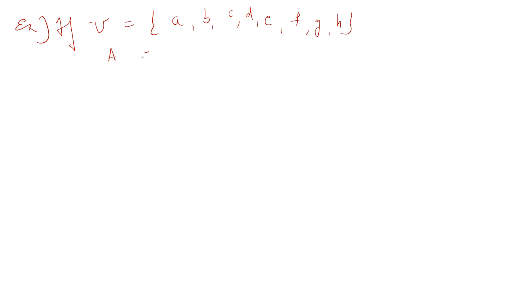Next example, if U is equal to A, B, C, D, E, F, G, H, find the complement of A, which is equal to A, B, C, and find the complement of B, that is D, E, F, G. So what is A complement? It is U minus A.